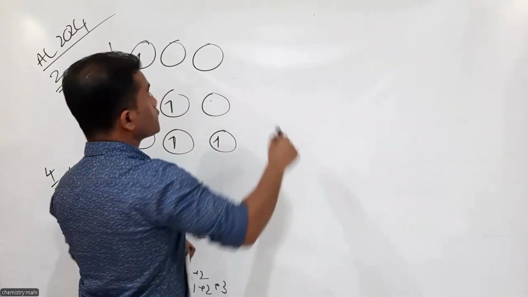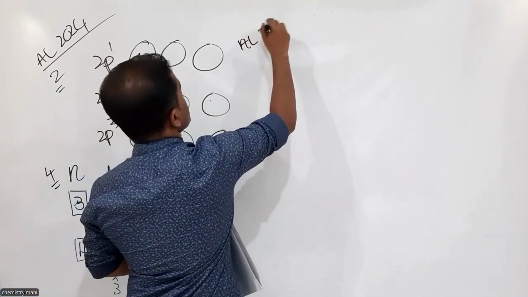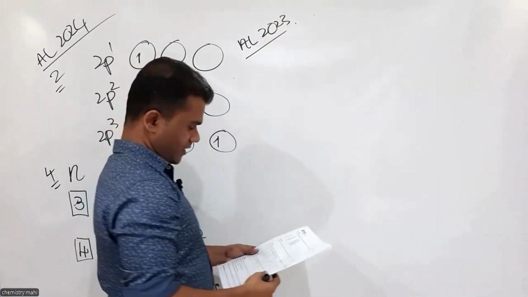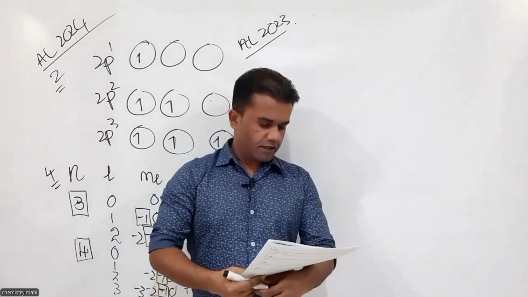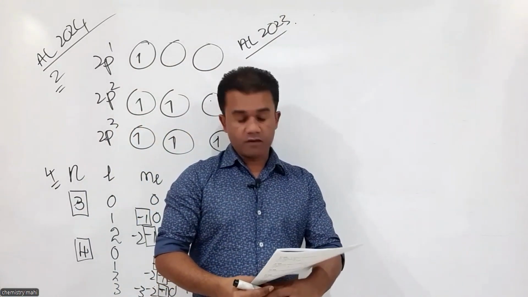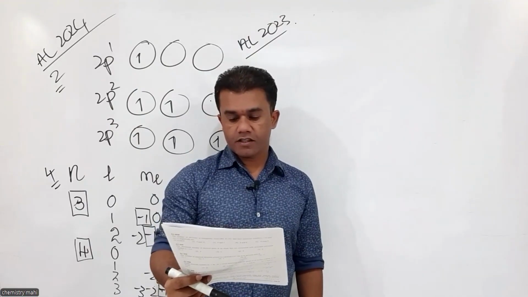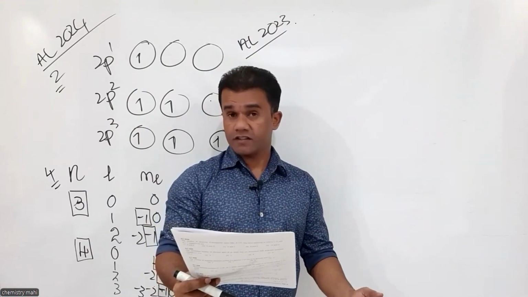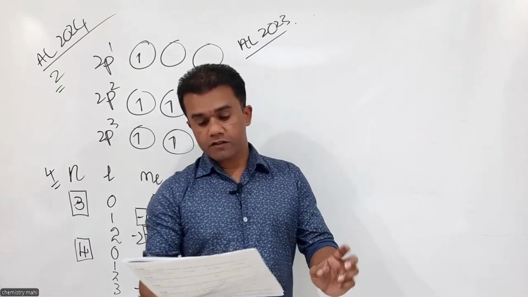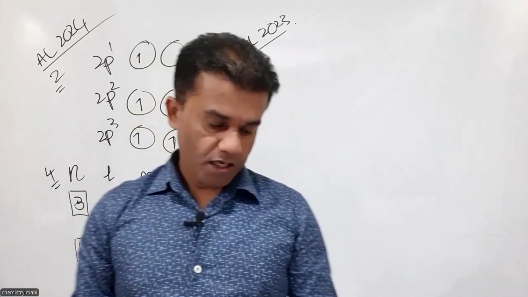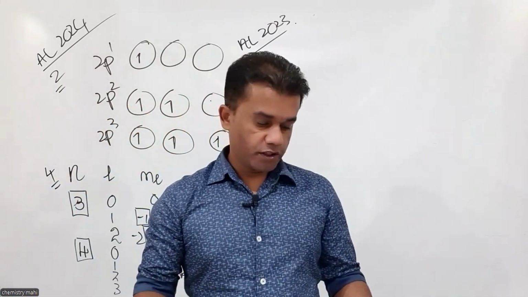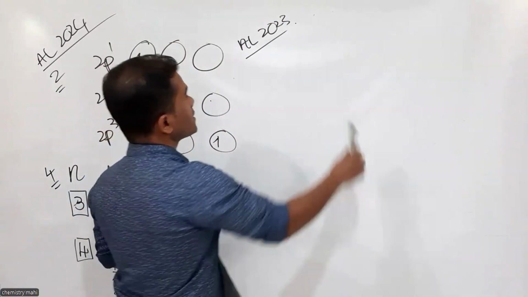Next, we move to 2023, A-level 2023. So, let's see the question. From the list given below, they have given several electron transitions. Identify the emission lines in hydrogen spectrum that have the highest frequency and the lowest frequency respectively. Energy levels 1, 2, 3, 4. Yes, then 4 energy levels are involved.